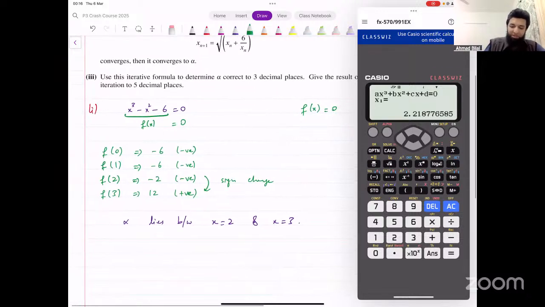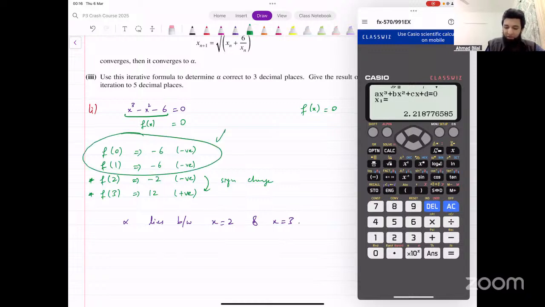You can just directly show this working, that f of 2 is -2. And then show f of 3 is 12. Sign is changing. You say that it lies between 2 and 3. So you can skip this working because you know that they're not going to give you the solution. The solution is 2.21. That is between 2 and 3. You know that already. So just show the working for f of 2 and f of 3. And that's it. Since the sign is changing, you say that the solution is between 2 and 3.